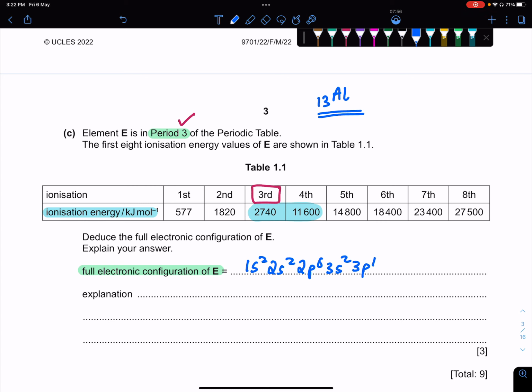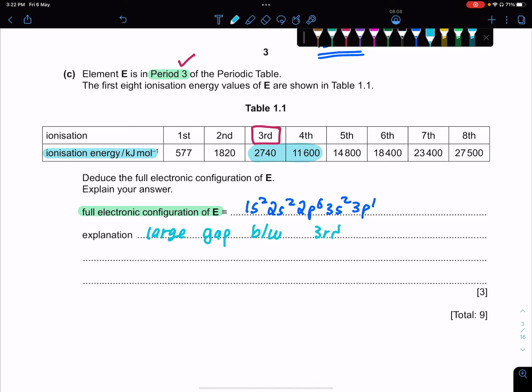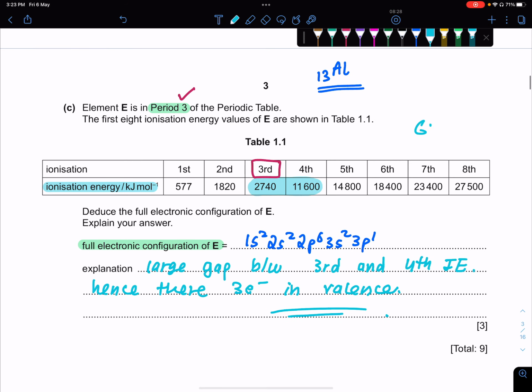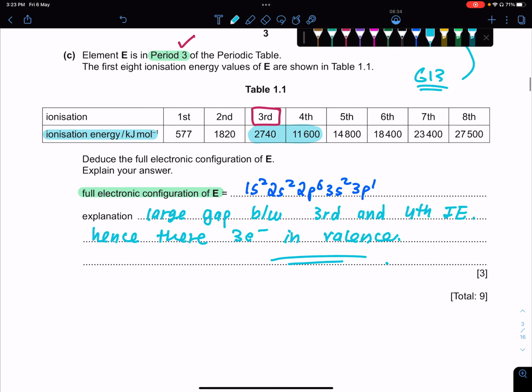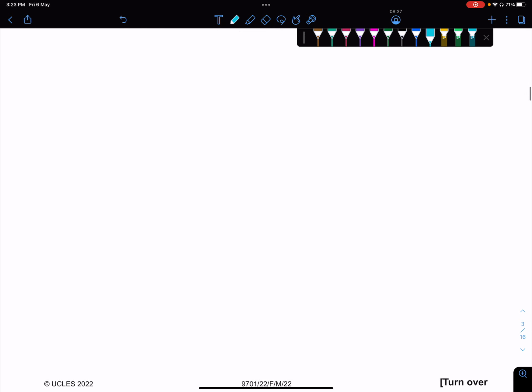Now, whatever explanation I have told you, you're just going to write it inside. There's a large gap between the third and fourth ionization energy. Hence, there are 3 electrons in the valence shell. That's why it is in group 13 of the periodic table and period 3. So it implies that the element is aluminium by using the periodic table. So this was a 9-mark question. It is done here. Next part.